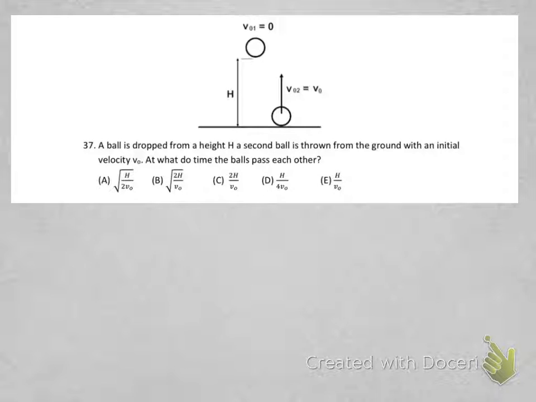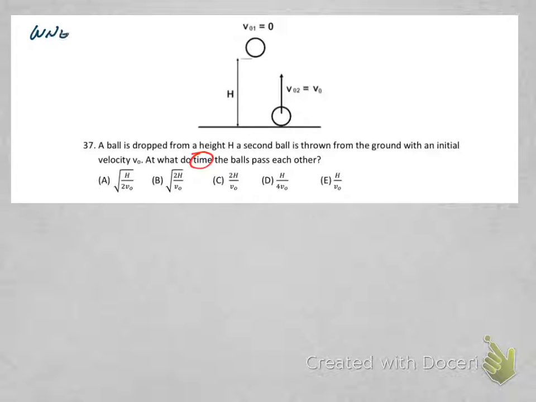Number 37. A ball is dropped from a height h. A second ball is thrown from the ground with an initial velocity v naught. At what time do the balls pass each other? Well, the balls are going to pass each other when they both meet at the same point. So where will they meet?